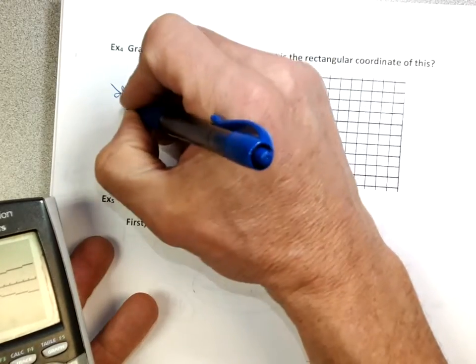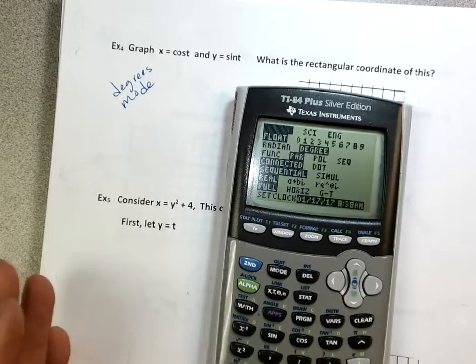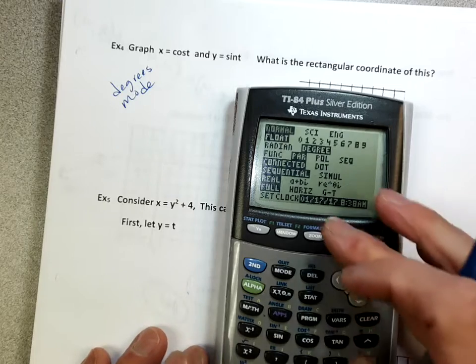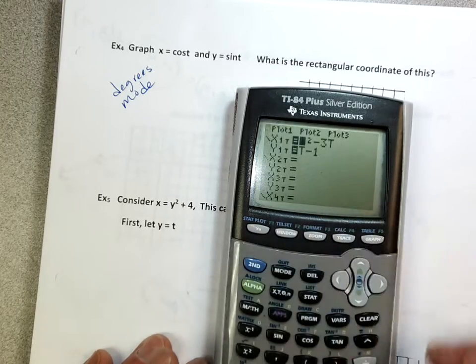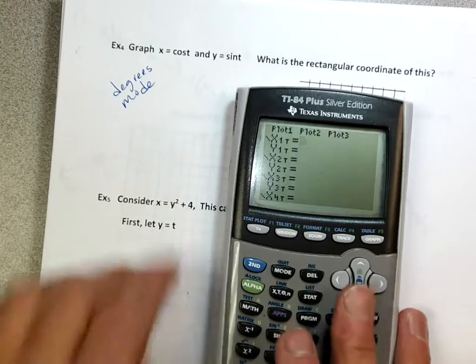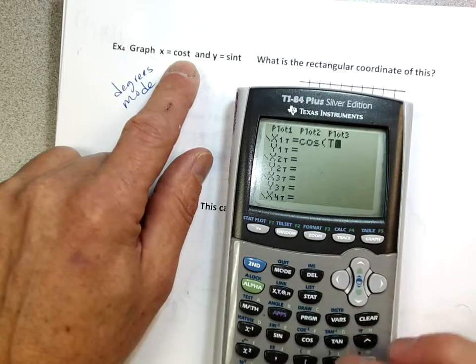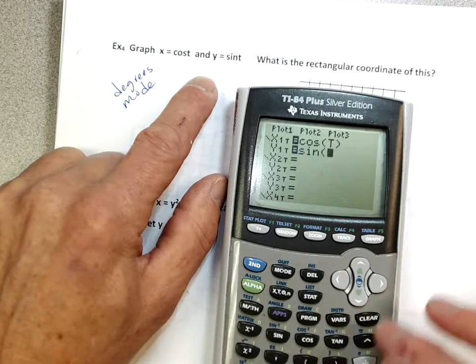Then we have to make sure we go back to our mode, right? Make sure our mode's in degree mode. Make sure we're in parametric, okay? And of course, I'm going to go y equals now, and clear. And I'm just going to type in x equals cosine t and y equals sine t, right?